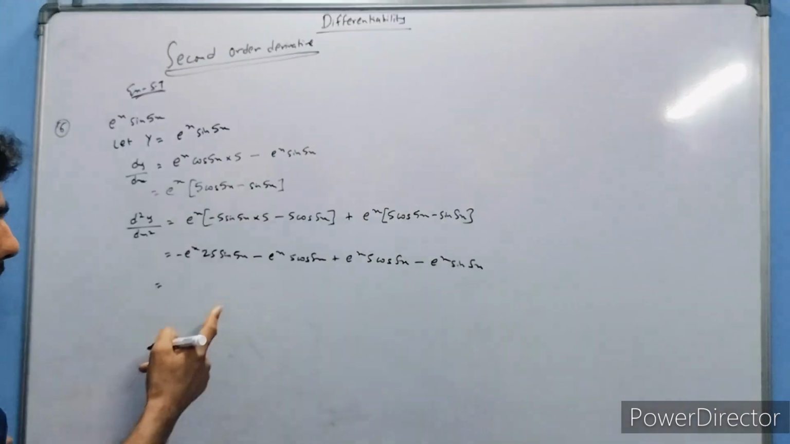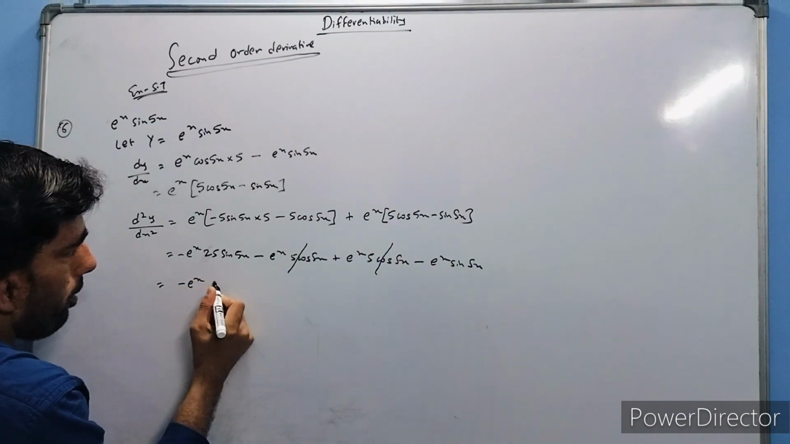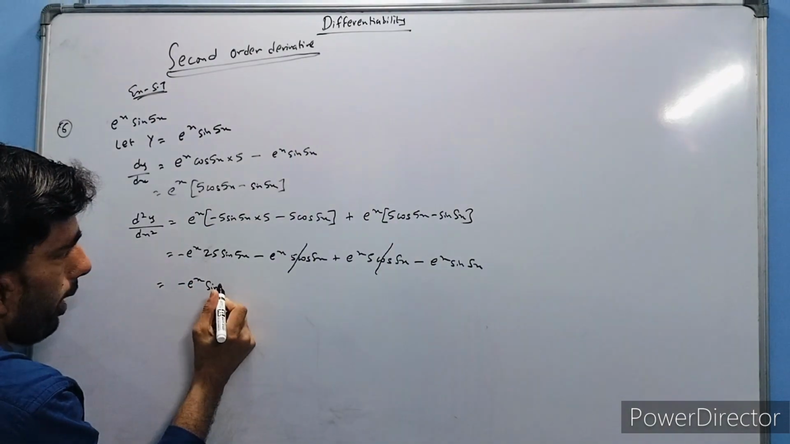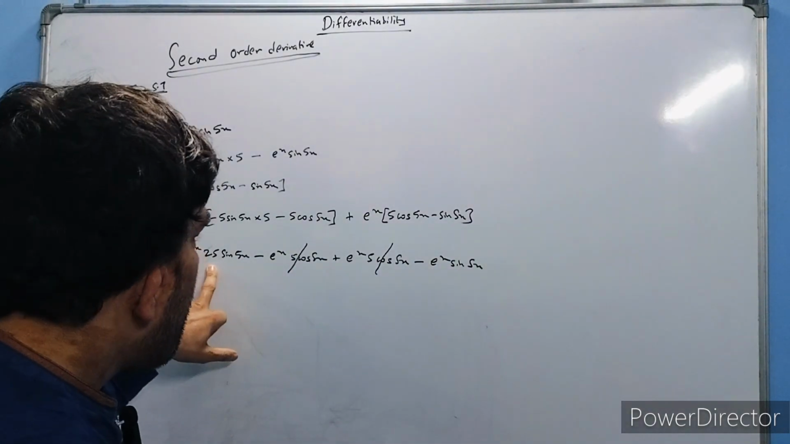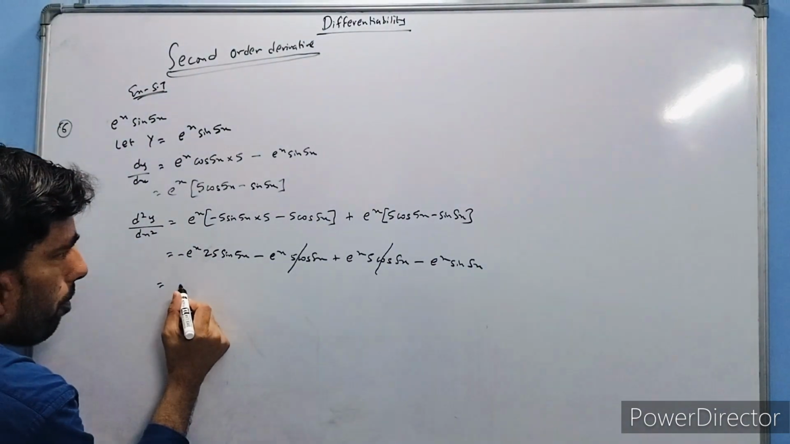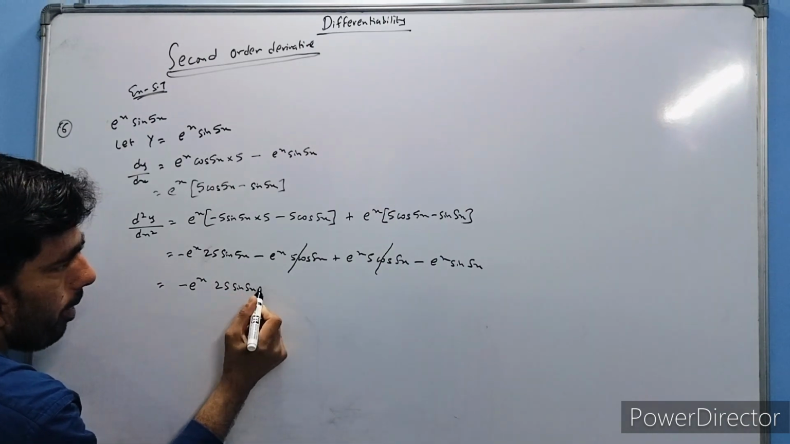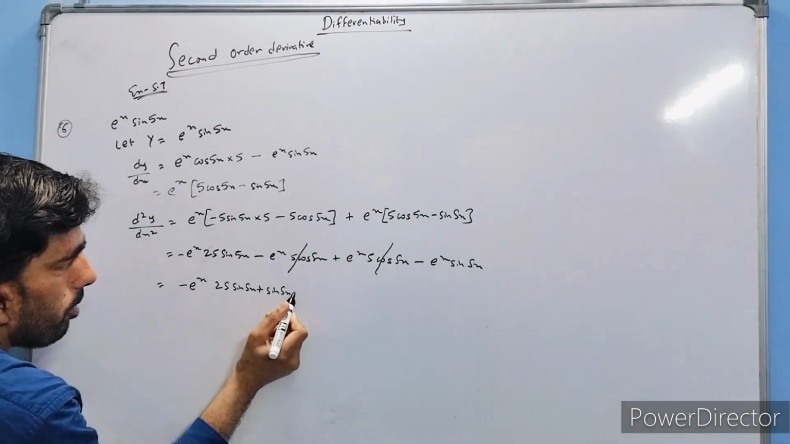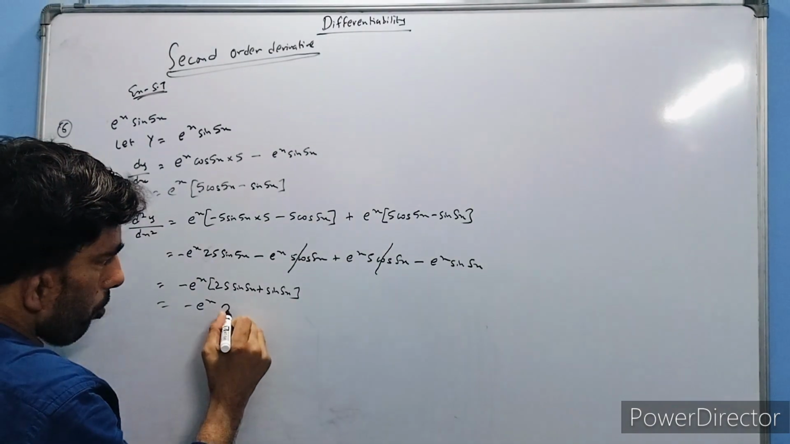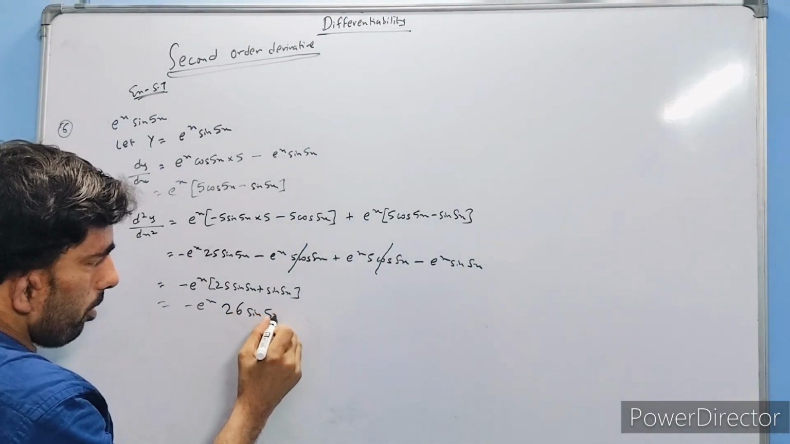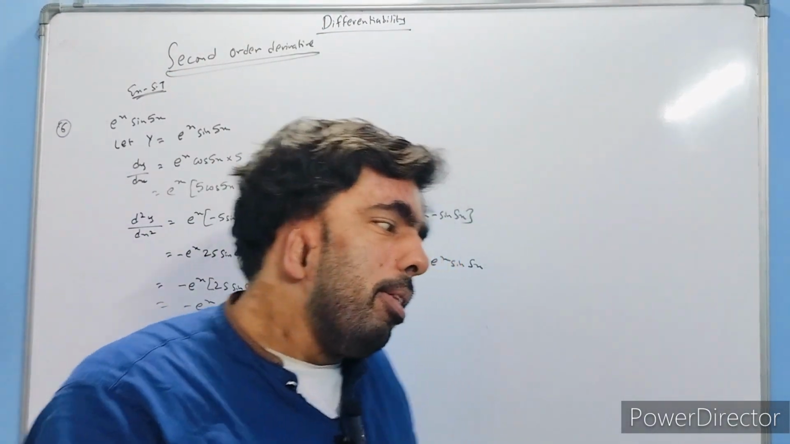Okay, so now you can see here it will be reduced. Now we have this, so we can take minus e raised power x common. So minus 25 sin 5x, and if I take minus sign common, I got 25 sin 5x plus sin 5x. So I have got minus e raised power x, which we have taken common, and 26 sin 5x. Okay, so that is how we try to differentiate the function twice.